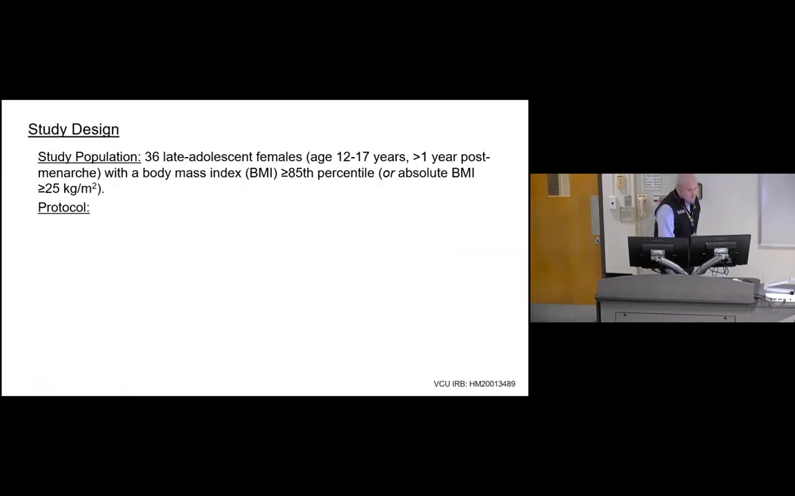So the study population that we're proposing is 36 late adolescent females ages 12 to 17, with late adolescence being defined as greater than 1 year after the onset of menses. For this initial pilot project, we are limiting it to late adolescent females to avoid potential confounding effects of differences between sex, as well as puberty, and all of the girls will have a BMI in the overweight category.